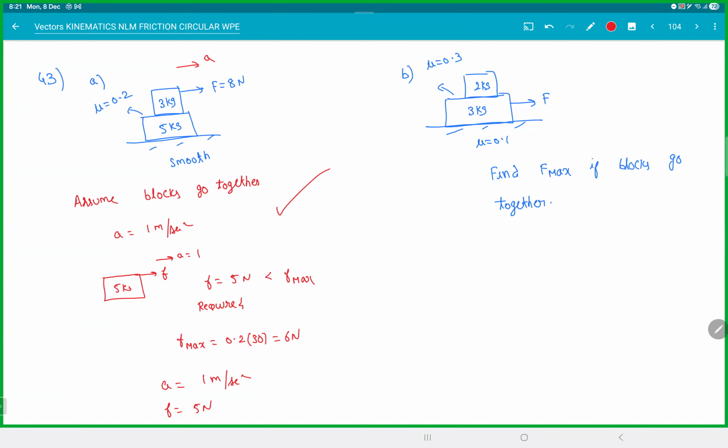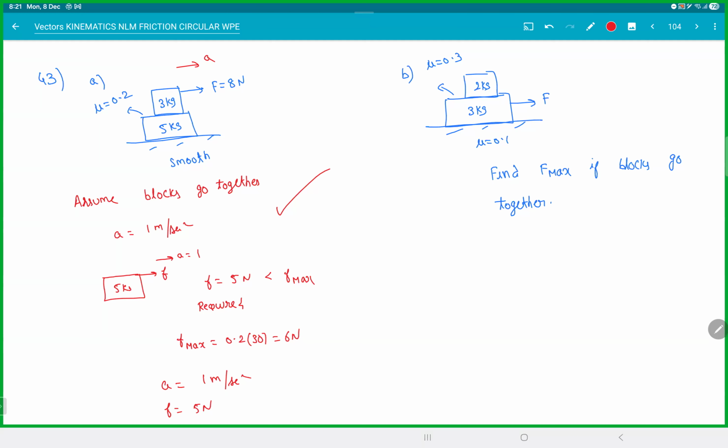Friction is not 6. Job of the friction is not to apply maximum force. The job of a friction is to make sure the slipping doesn't happen, to make sure they're going together. So if friction can give 5 newtons, they can go together. Why the hell will it give 6 newtons? If it gives 6 newtons, 5 kg will go faster than 3 kg. Doesn't even make sense. Are you clear with that? So when you do 2-block problems, this is how you do that.